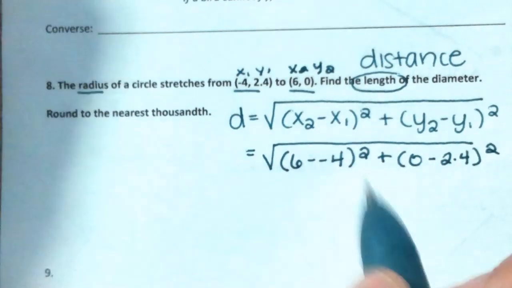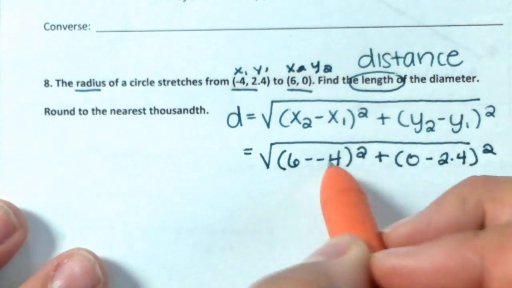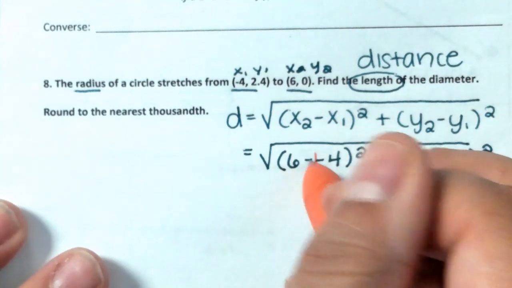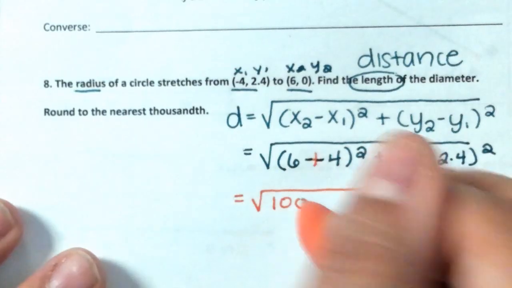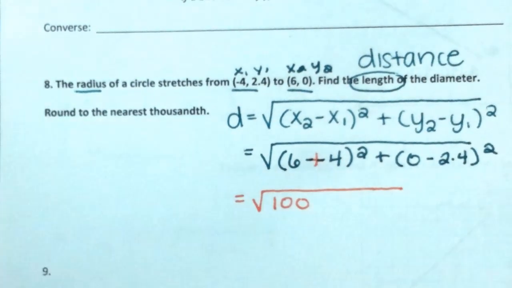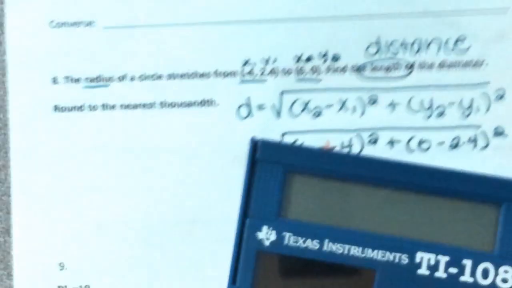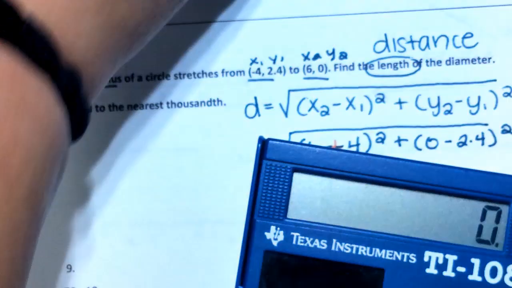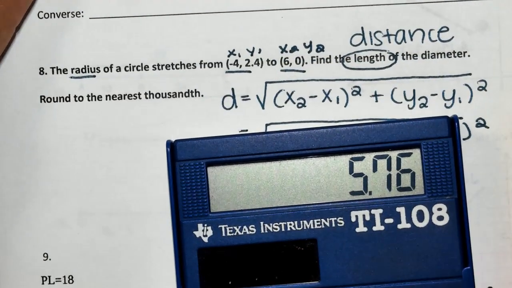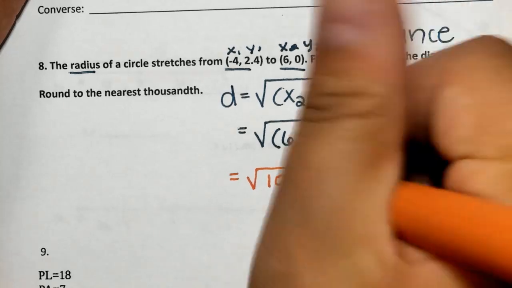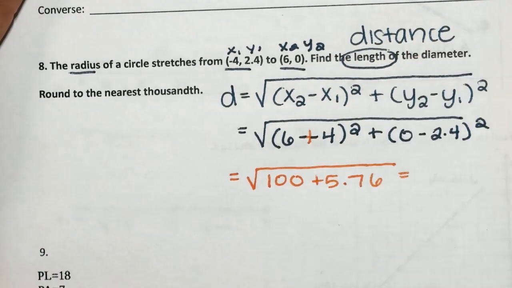Okay, and then what is 6 minus negative 4 really? 10. It's plus, and it's 10. And what is 10 squared? 100. And then what is 0 minus 2.4? Negative 2.4. And what is 2.4 squared? Do y'all know how to do that in this calculator? Just do 2.4 times 2.4. And remember, it doesn't matter that it's negative. It should always be a positive number because a negative times a negative is a positive. So that's going to give you plus 5.76.